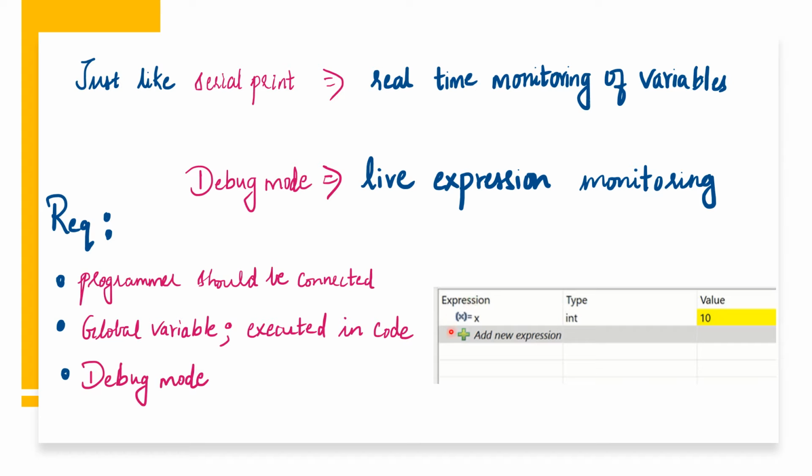If you only initialize x as a global variable but don't assign any value in the code, or the code is not running, or the variable is not used at all, then you cannot see it. So some value should be assigned to this variable when the code is executed, and we should run it or enter the debug mode to have this functionality enabled for us.